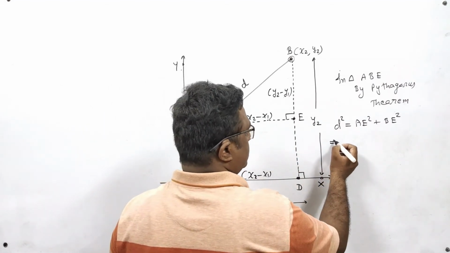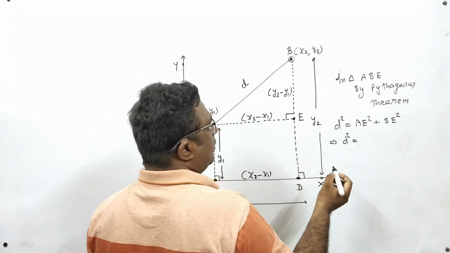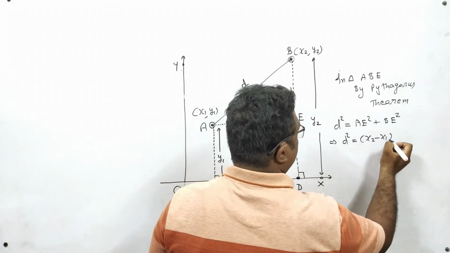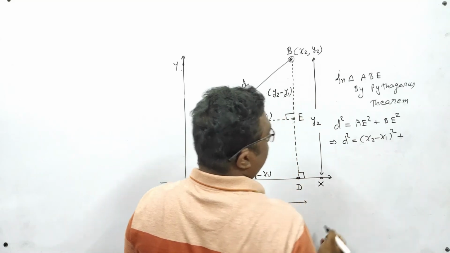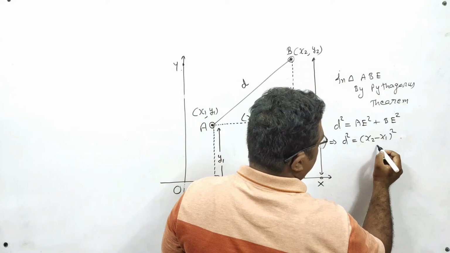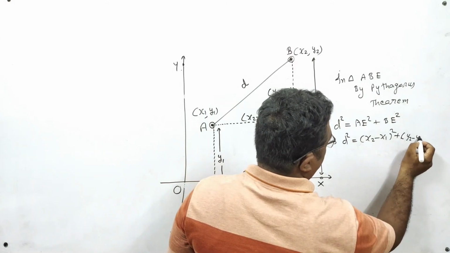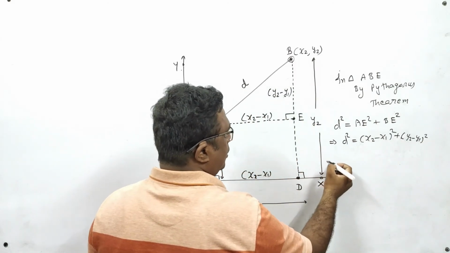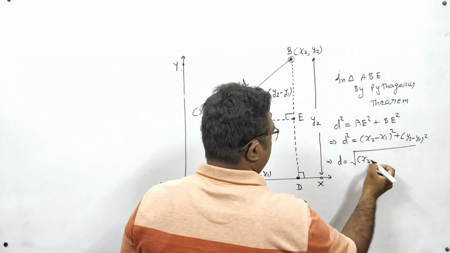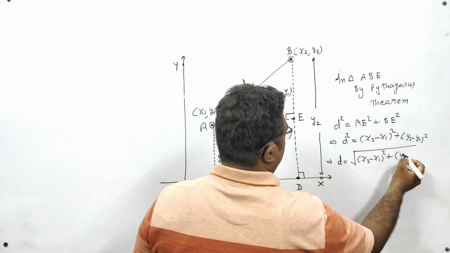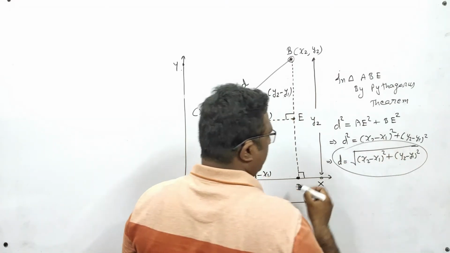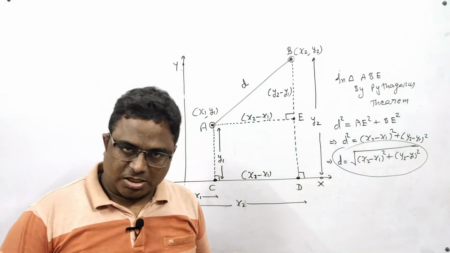Let us put their values. So d square is equal to, what is the value of AE? The value of AE is x2 minus x1. And what is the value of BE? The value of BE is y2 minus y1. And if I take the square root, then d is equal to the square root of (x2 minus x1) whole square plus (y2 minus y1) whole square. So this is the formula which is known as the distance formula.